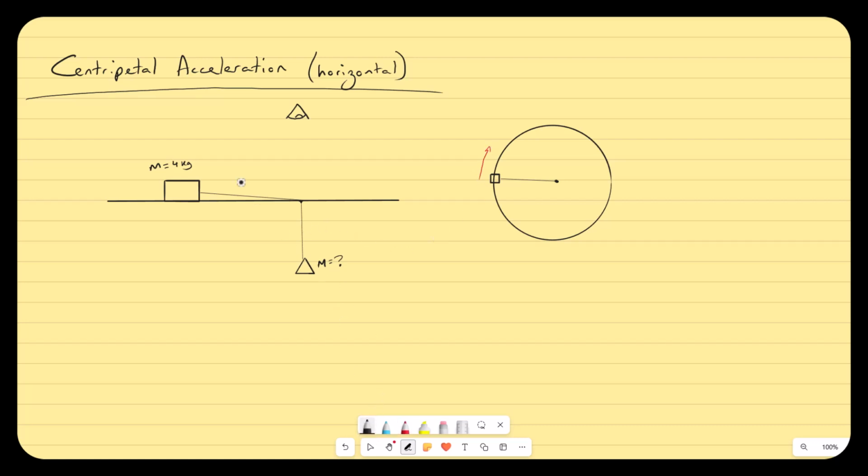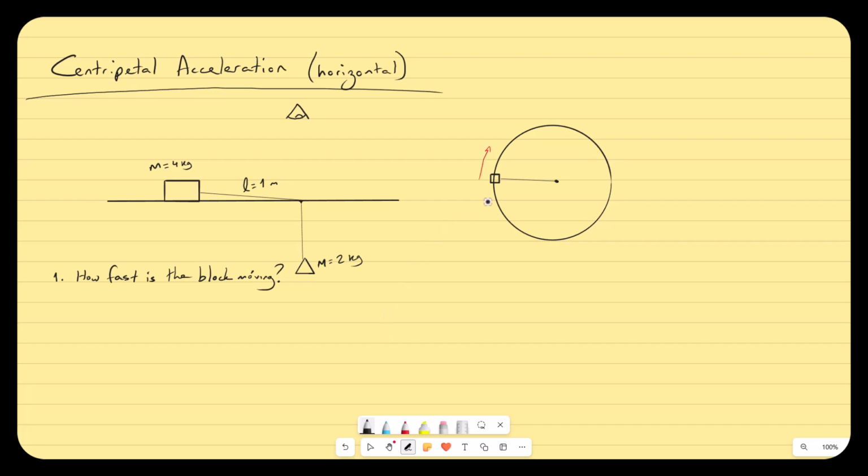I'm going to need a length of string, so let's call the length of this string 1 meter. And actually, instead of saying we don't know the mass of this block, let's give this block a mass. We'll give this block a mass of 2 kilograms. And then we can ask, how fast is the block moving?